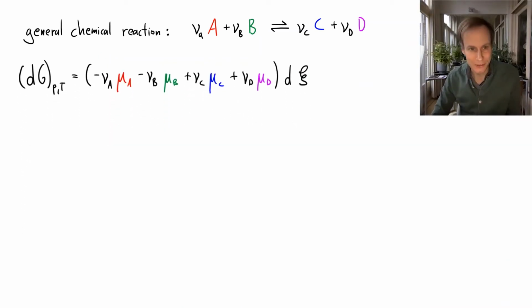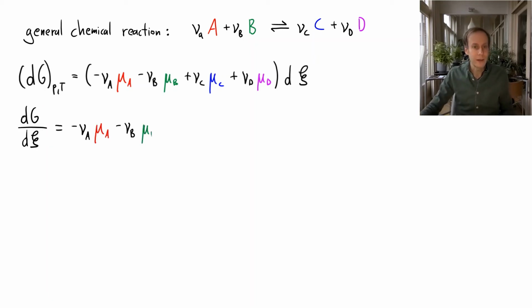Let's hold on to this definition for a moment. Okay, now I'm just going to divide the free energy change by the change of the squiggle parameter. For simplicity, I leave away the P and T being constant. We know this from the previous equation. Then all that is left on the right side of that equation is the expression in the parentheses with the stoichiometric coefficients and the chemical potentials.